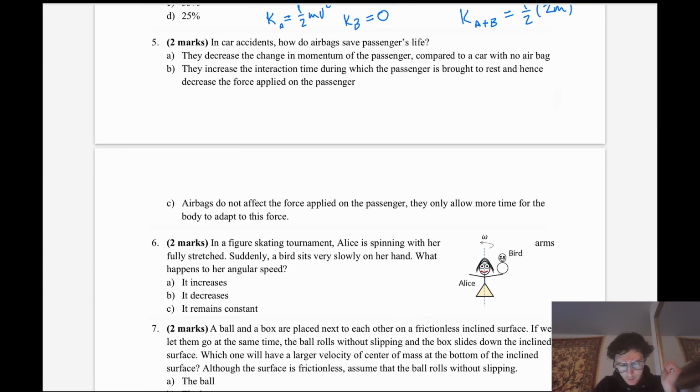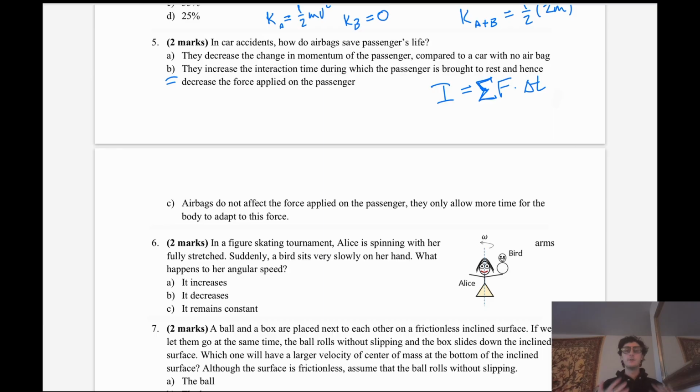In car accidents, how do airbags save passengers' lives? They decrease the change in momentum of the passenger compared to a car with no airbags. They increase the interaction time during which the passenger is brought to rest and hence decrease the force applied to the passenger. Automatically, I know this one because I remember impulse is force times delta t from the equation sheet. And I remember the only example I remember from impulse is something to do with airbags.